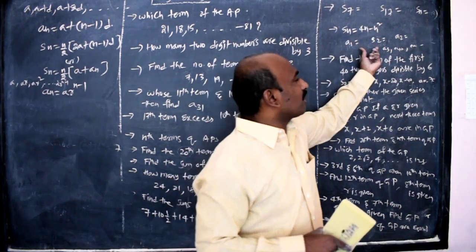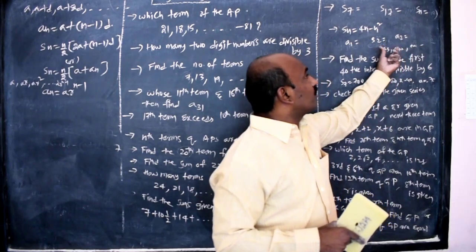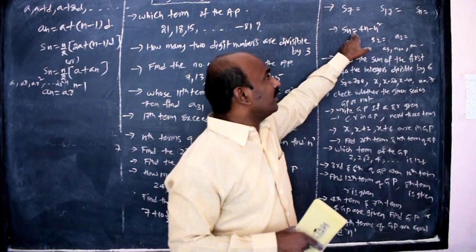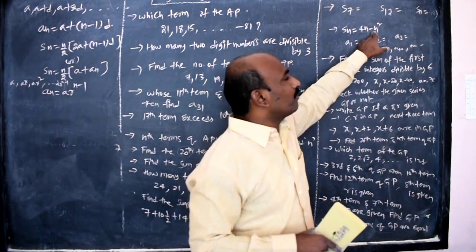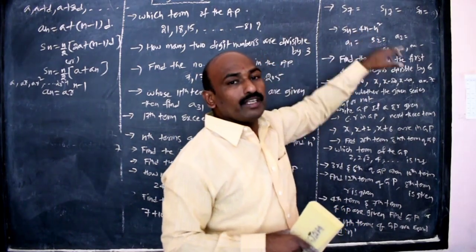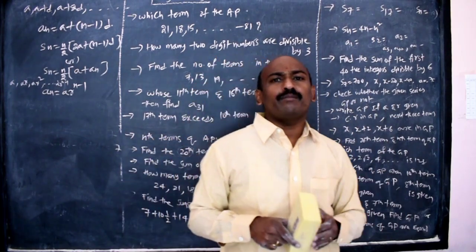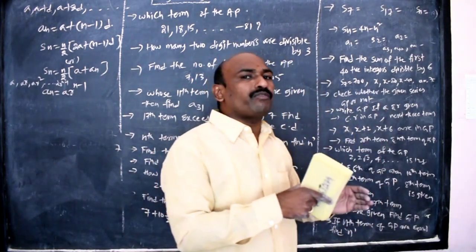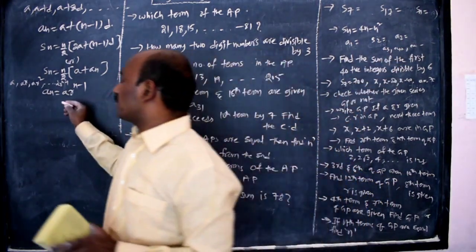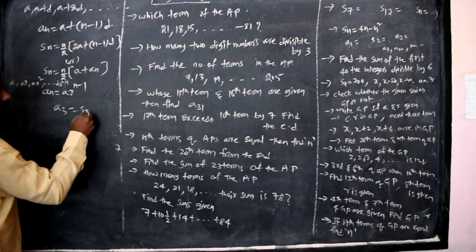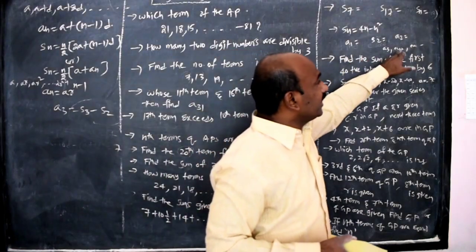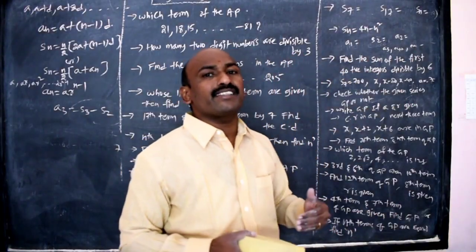Here we need to find a1, a2 and so on. a1 is nothing but the first term: if you replace n by 1, you will get 4 into 1 minus 1 square, which gives the first term. If you replace n by 2, you will get the sum of 2 terms. To get the second term, take the sum of 2 terms minus the sum of 1 term. In the same way, a3 is the sum of 3 terms minus the sum of 2 terms, which gives the third term. In the same way, we can get a_n, a10. a_n is nothing but the sum of n terms minus S_(n minus 1).